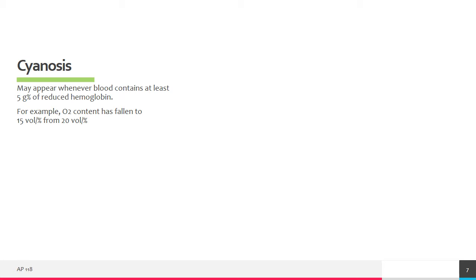Cyanosis. When hypoxemia is severe, signs of cyanosis may develop. Cyanosis is a term used to describe the bluish-gray or purplish discoloration seen on the mucous membranes, fingertips, toes, around the face, around the mouth, whenever the blood in these areas contains at least 5 grams per deciliter of reduced hemoglobin.